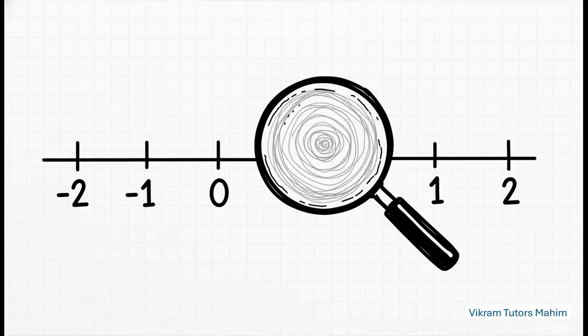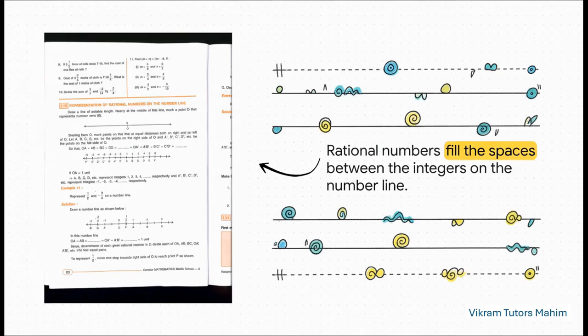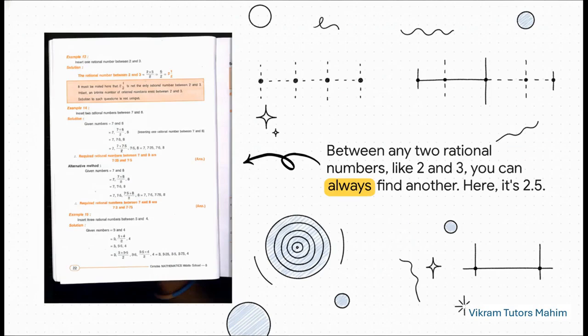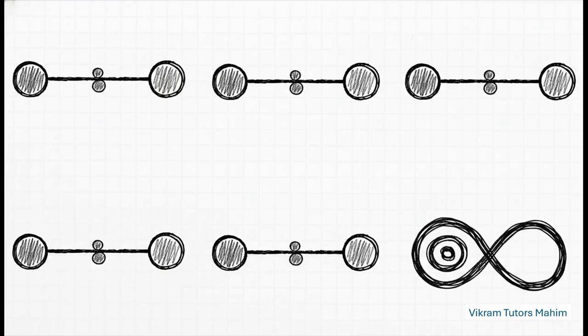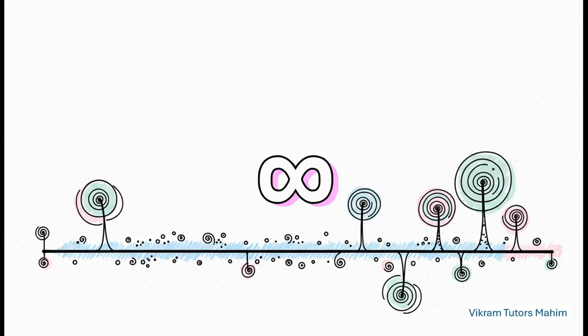All right, so let's wrap this up by actually seeing where these numbers live. On the number line, they're everywhere, filling all those tiny spaces between the whole numbers. This is what we call density. Pick any two and you can always find another one right in between them. And you can just keep doing that over and over. Forever. It means there's a literal infinity of numbers packed into every single tiny segment.